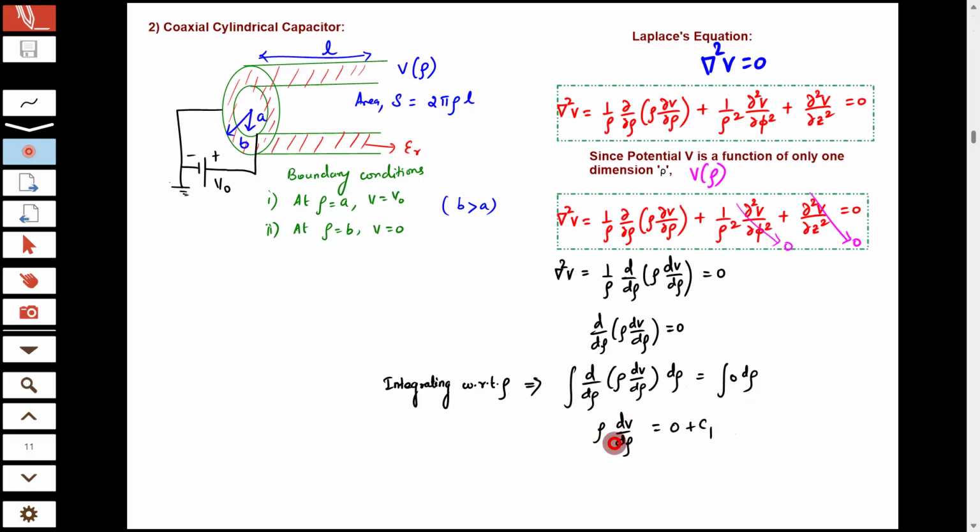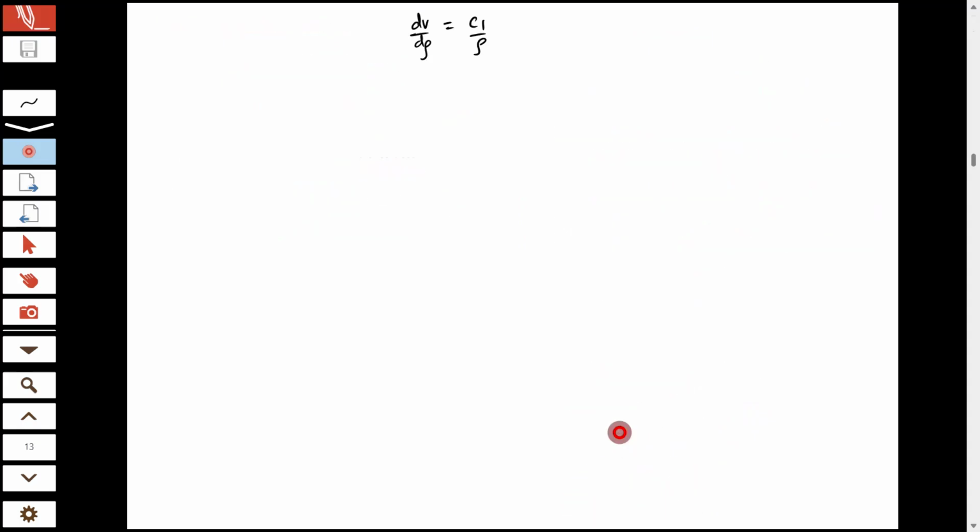You'll be left with rho dV by d rho on the left-hand side. So now this rho again has to be moved to the right-hand side, which will give dV by d rho on the left-hand side equals C1 by rho on the right-hand side. Now we can perform integration one more time with respect to rho to get the potential function V.